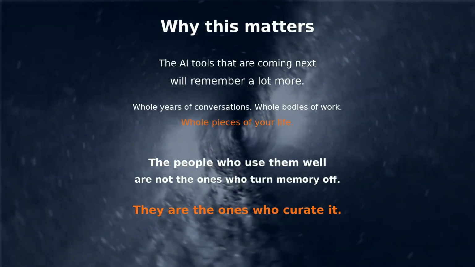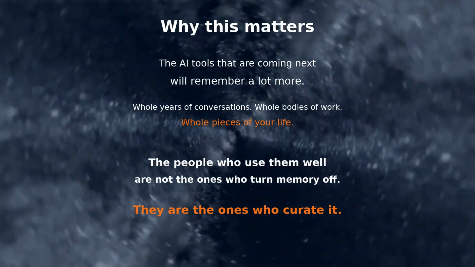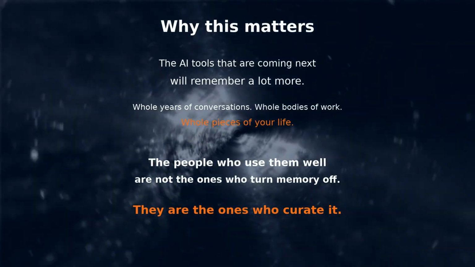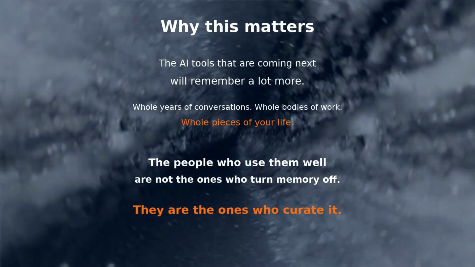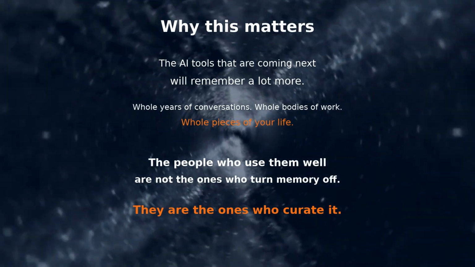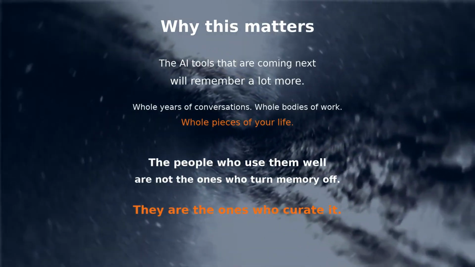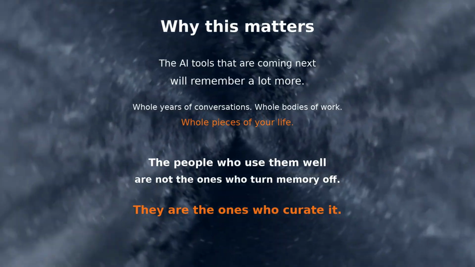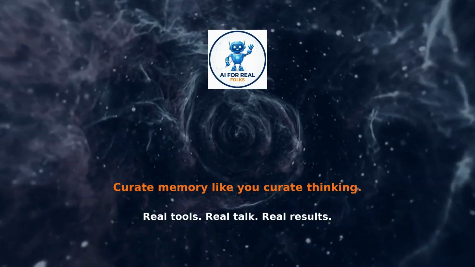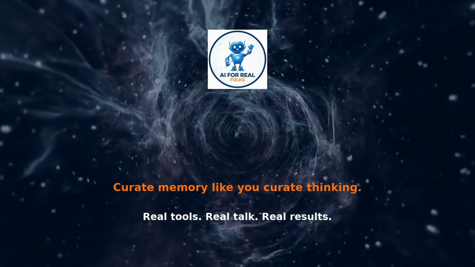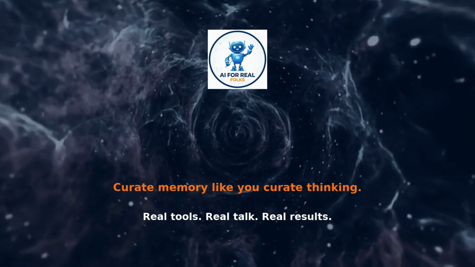Why this matters. The AI tools that are coming next are going to remember a lot more. Whole years of conversations, whole bodies of work, whole pieces of your life. The people who use those tools well will not be the people who turn memory off. The people who use those tools well will be the people who curate memory like they curate their own thinking. With intention, with pruning, with awareness of what stays and what does not. Memory is the most powerful feature in AI you're not yet using on purpose. Now you know what to do with it.